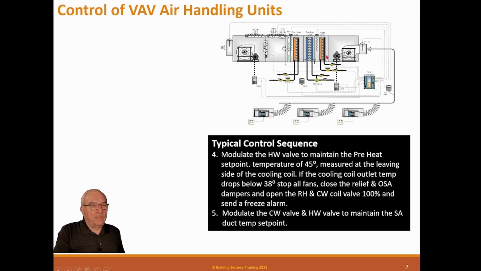And then, of course, after that, modulate the chill water and hot water valve to maintain the supply air temperature set point. So we have a supply air temperature sensor here, and it will modulate these two coils to maintain whatever set point we need. Now, a lot of VAVs don't actually have a heating coil. They let the reheat coils pick that up down here. But there is a special condition with those.